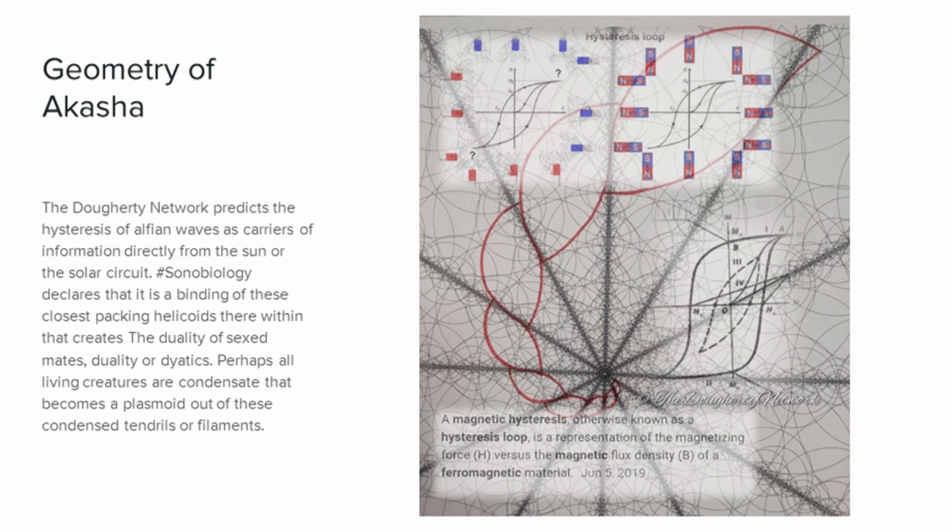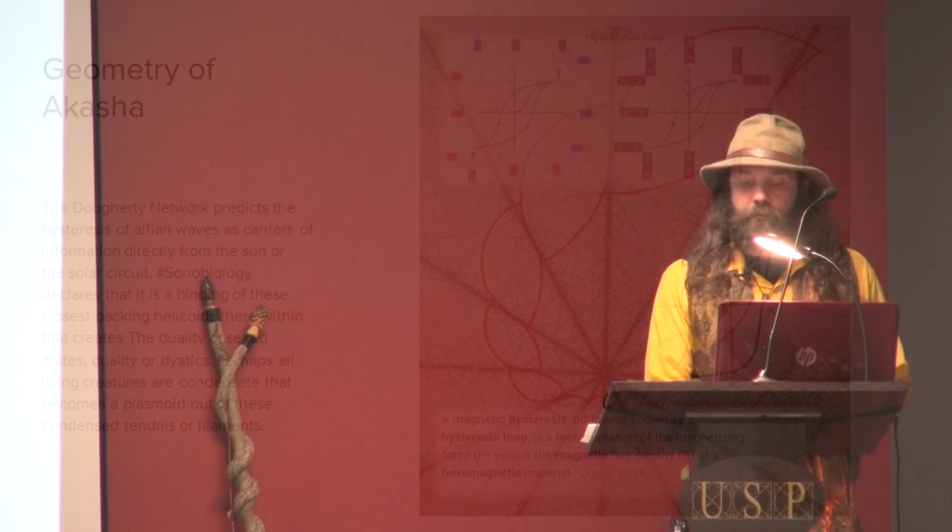Geometry of the Akasha. The Dougherty network predicts the hysteresis of Alphian waves as carriers of information directly from the sun or the solar circuit. Sonobiology declares that it is a binding of these closest packing helicoids there within that creates the duality of sexed mates, duality or dyadics, pertaining to all living creatures. Perhaps all living creatures are condensates that become plasmoids out of these condensed tendrils or filaments.